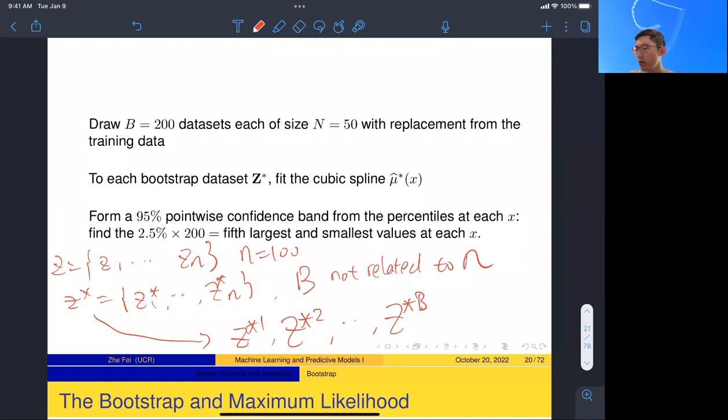And by convention, B should probably be at least 100 in most cases. Because, for example, you want to calculate the variance from your capital B data sets, so you want to have a sufficiently large B in practice.